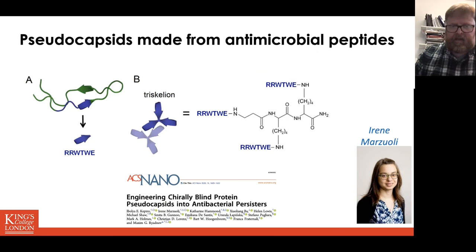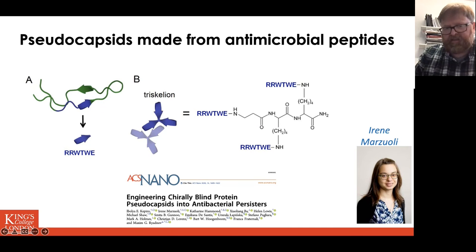And then the last thing I want to talk about, I thought it was fitting because it's a true LCN collaborative project, was some work done by a PhD student, Irena, who was modeling some pseudocapsids that are made from antimicrobial peptides. And this was done with Max Ryadnov at NPL and Bart Hogenboom at UCL.